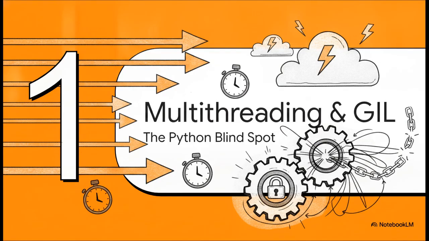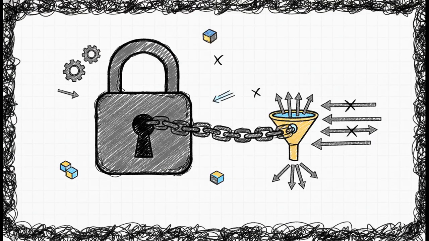Section 1, multi-threading and the Python blind spot. Let's get into it. So how do we fix this idle wait time? The logical first attempt for a lot of developers is to say, hey, if my script is just waiting around, why not run multiple tasks at the exact same time using multi-threading? And honestly, it sounds like the perfect fix, but Python has this very specific architectural quirk called the global interpreter lock, or the GIL. The GIL is essentially a massive bottleneck. It's a mutex that fundamentally limits standard Python, specifically CPython, to allowing only one single thread to use the Python interpreter at a time.